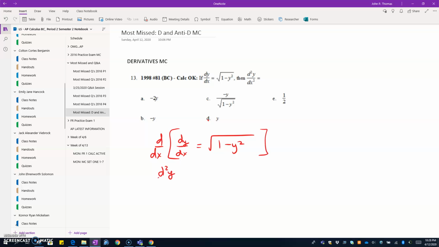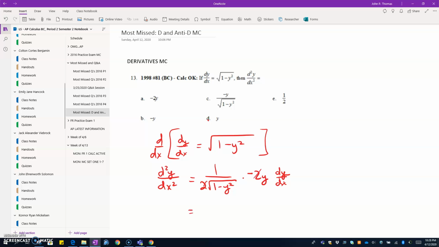So we're going to have the second derivative of y with respect to x. All right, we're taking the derivative of a square root, so that's 1 over 2 root. It's a chain rule, so we're going to evaluate on the inside, and then we're going to multiply by the derivative of the inside, which is a negative 2y. But then this is y, and we're in terms of x, so I'm going to have a dy/dx at the end.